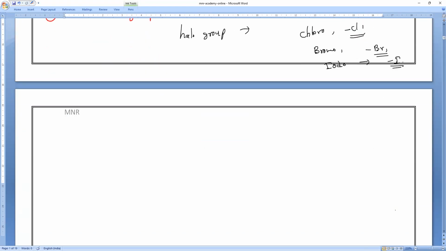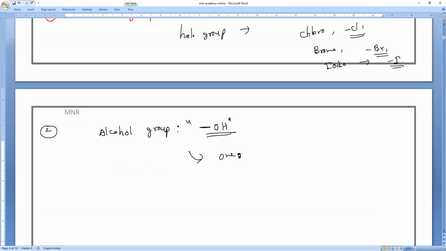Then the second one: if carbon is linked with the OH group, that is a group of atoms, we call it an alcohol group. The alcohol group representation is a bond with OH. So the alcohol group is made up of one oxygen atom and another one is what, everybody? One oxygen atom and one hydrogen atom together. That is what we call an alcohol group.